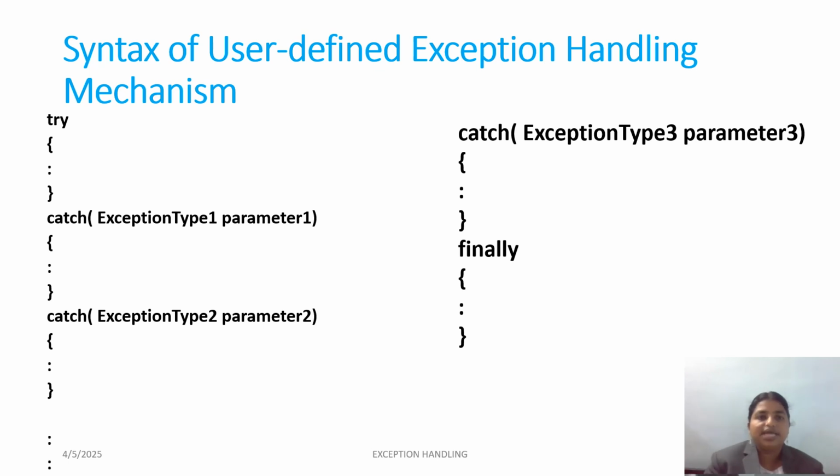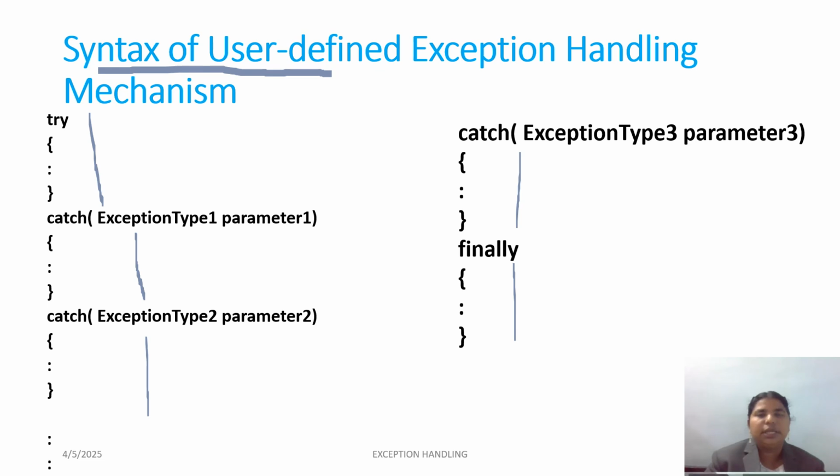So here is the syntax of the user-defined error and exception handling mechanism. One can find the try block and 3 catch blocks followed by the finally block. All the statements in the program which are likely to have errors can be mentioned inside the try block, and each catch block can handle different types of exceptions. We have the finally block to execute a set of statements which should not be ignored at any cost.